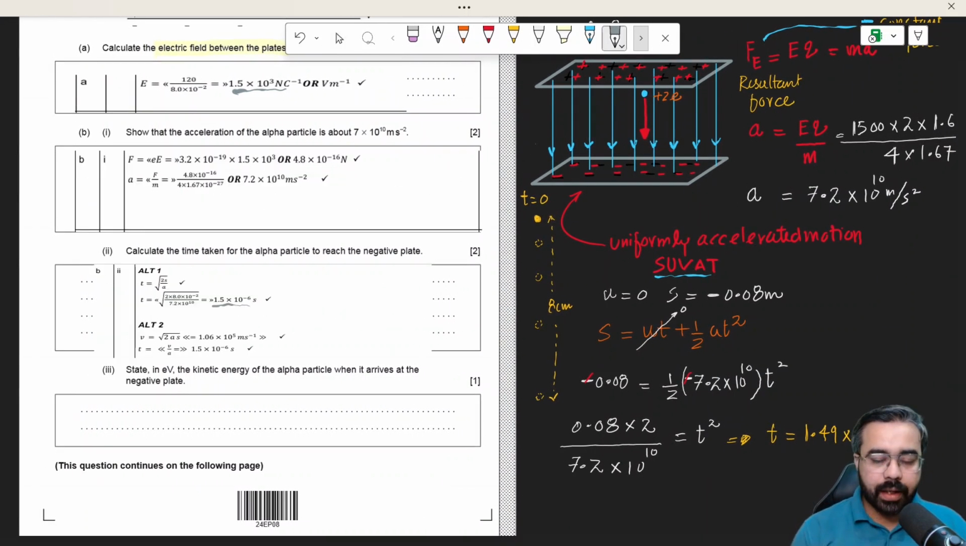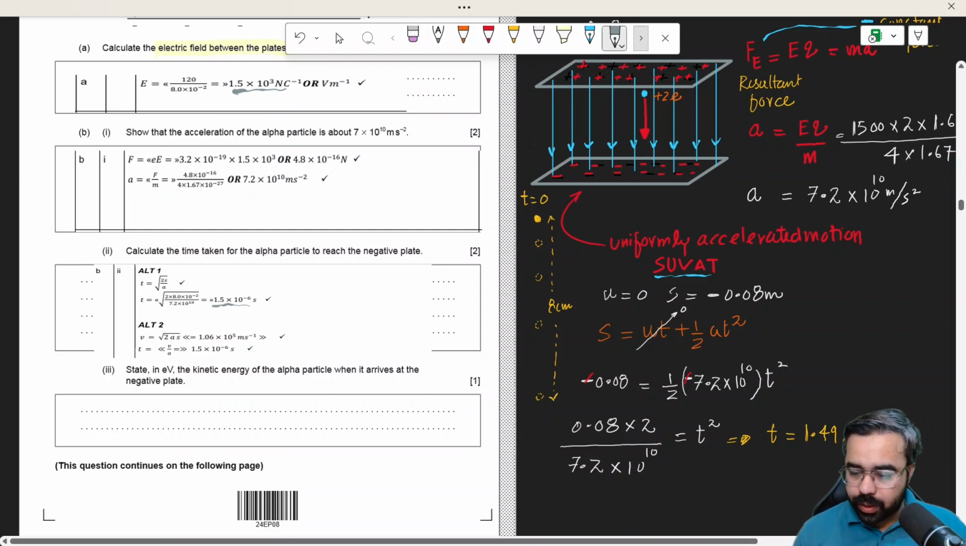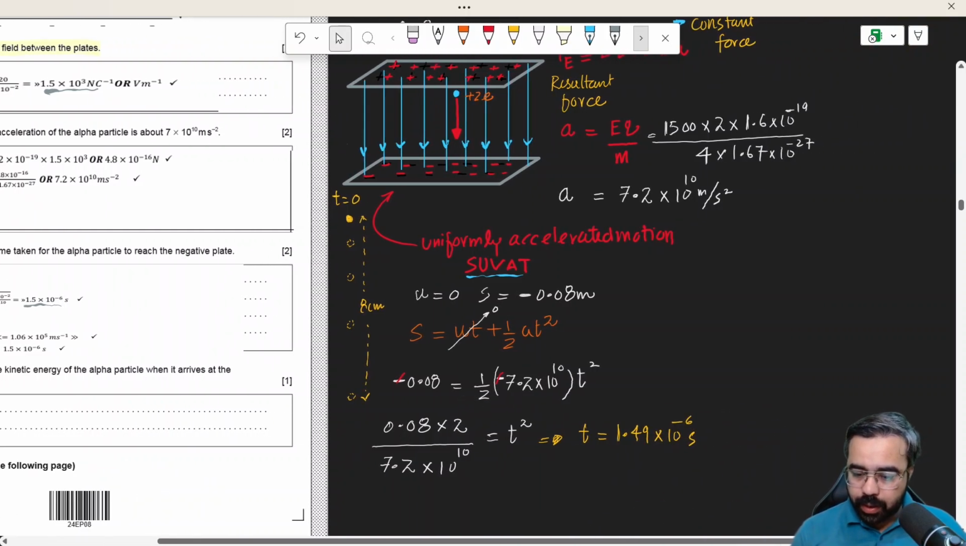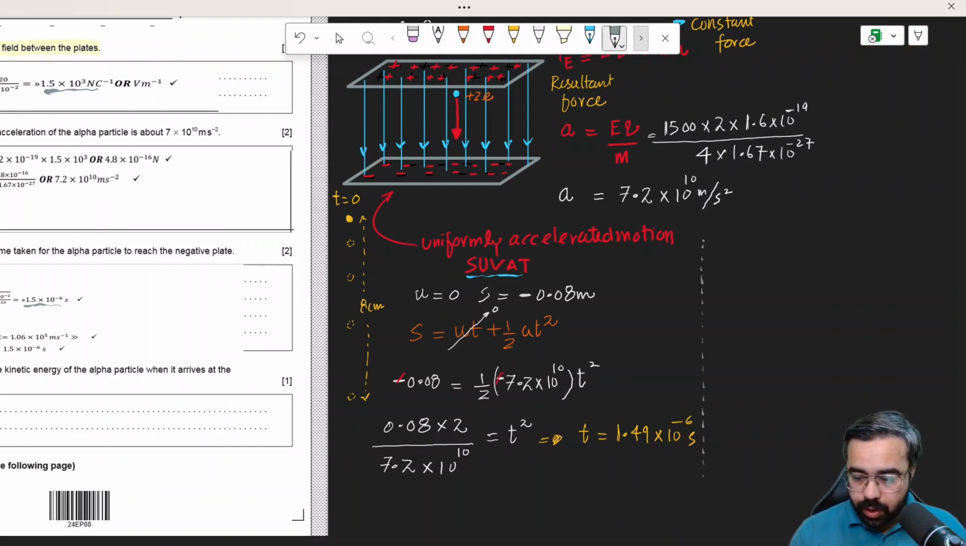This is the time that it takes, and you can also apply, by the way, another equation of motion, because any equation will work since it's moving with a constant acceleration. So v square equals u square plus 2as. Since it started from rest, v will be equal to the square root of 2as. So you can plug in the values and we'll get the same answer.